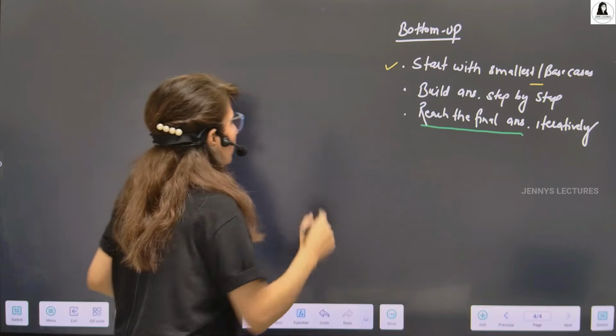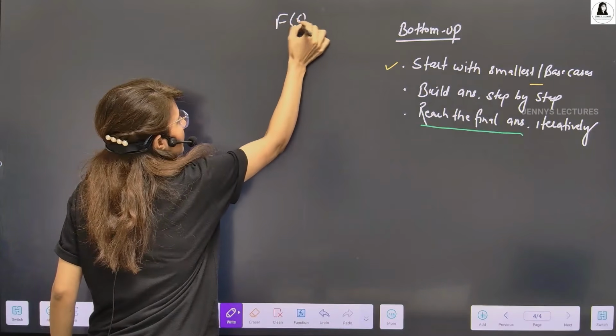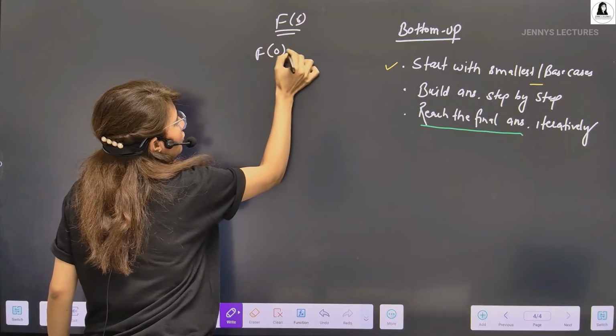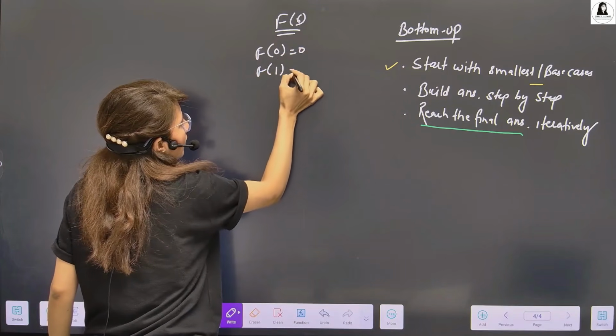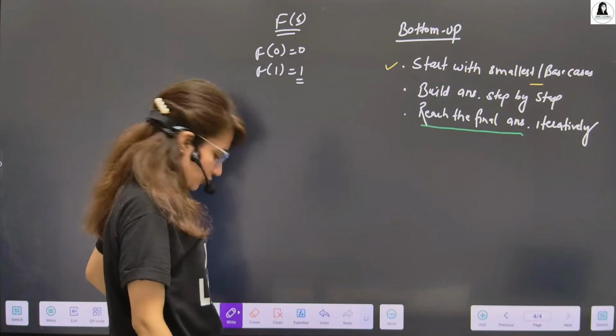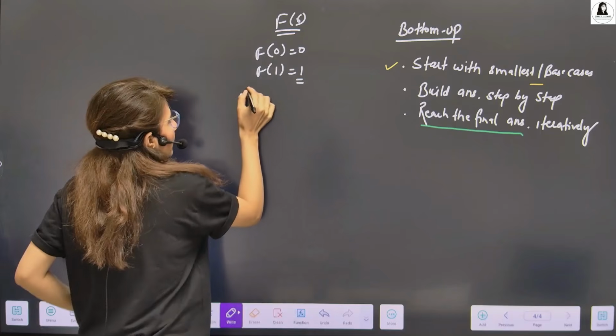Same thing, we have to calculate fib of 6. What we know is fib of 0 is equal to 0 and fib of 1 is equal to 1. We know these two things. So what can we do? Can we calculate fib of 2?